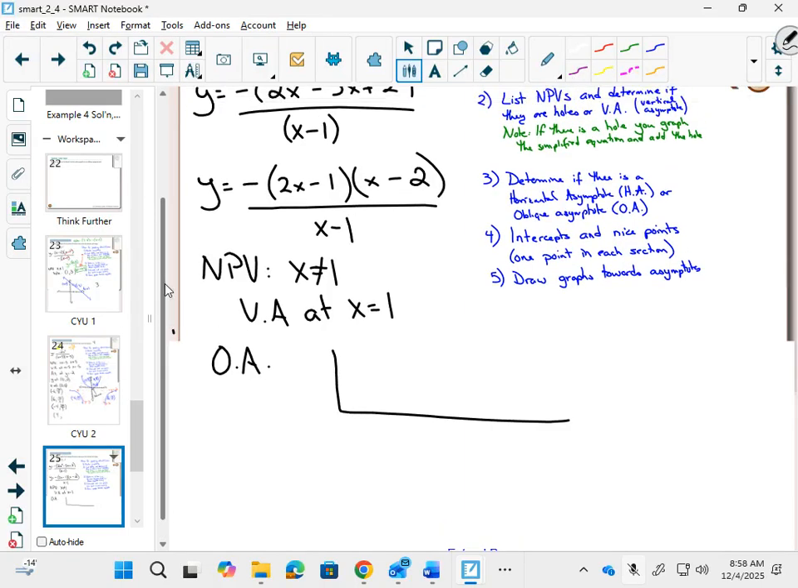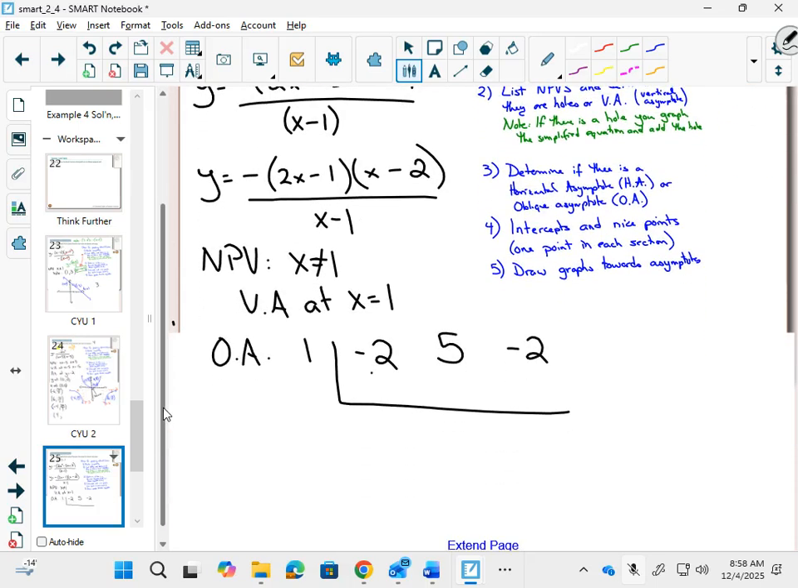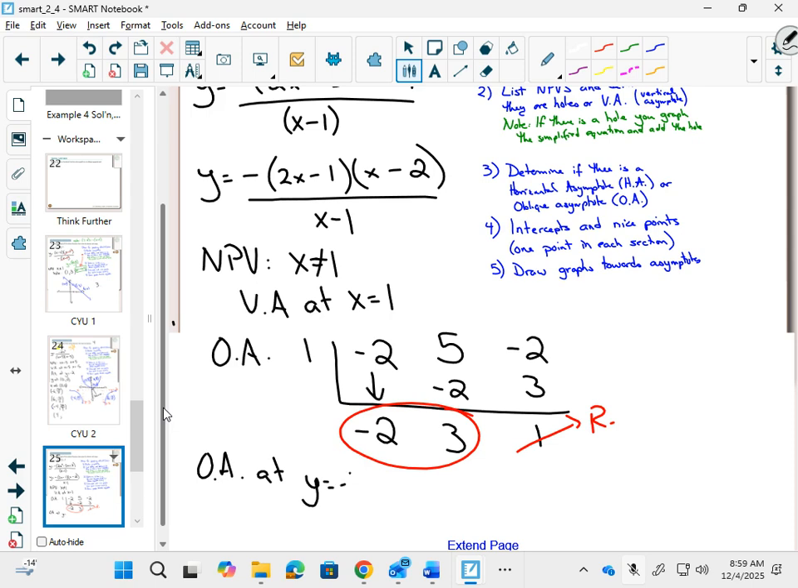What was our original equation? -2, +5, -2, and we're dividing by x minus 1, so we put a 1 out in front. Bring the 2 down, multiply, add, multiply, add. Right, this is your remainder. You can ignore the remainder, and your oblique asymptote is at y equals -2x plus 3.